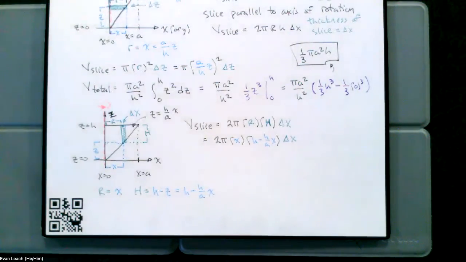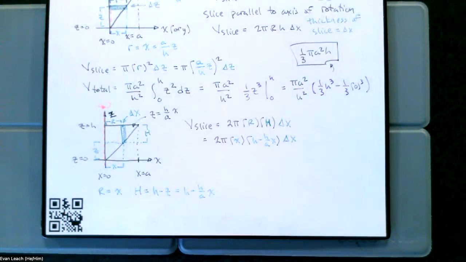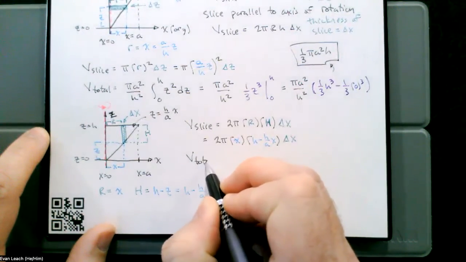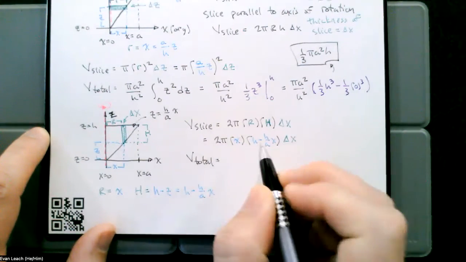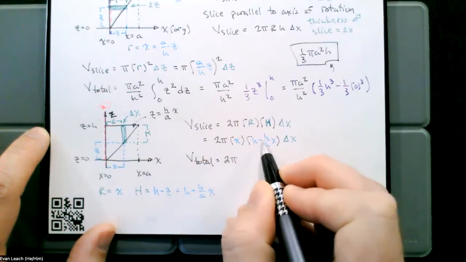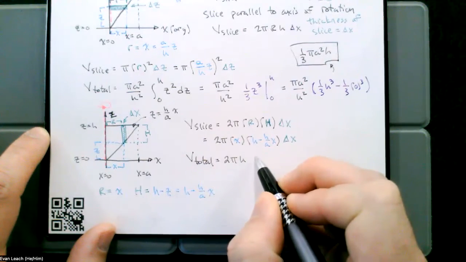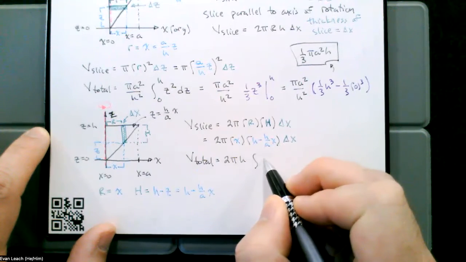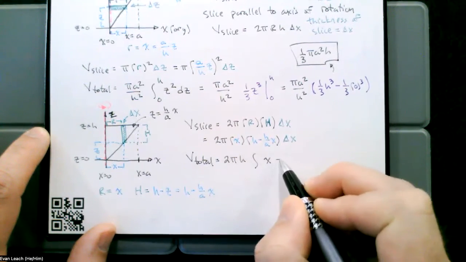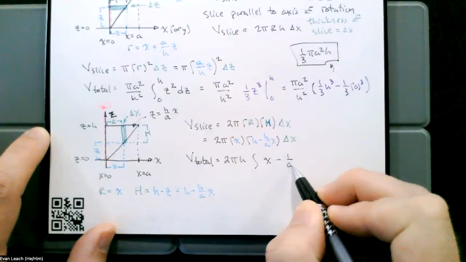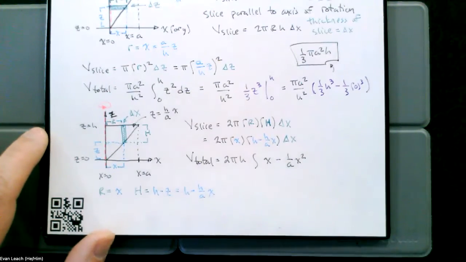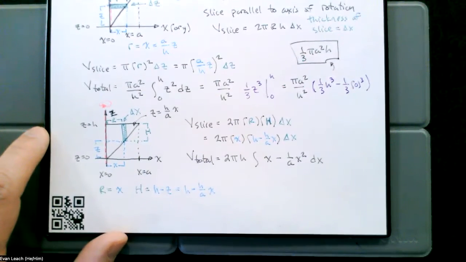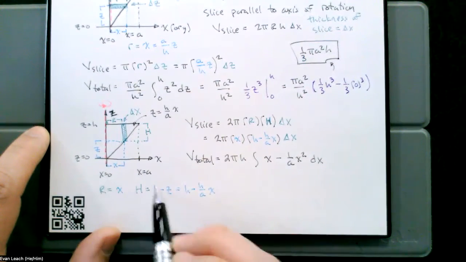Now we need to integrate over all the values of x at which we have a slice. So the total, I'm going to pull out my constants. I've got 2 pi. I'm going to factor out this h as well. And then we're going to have the integral of x minus x squared over a. My discrete delta x becomes a continuous dx, and the values of x that we care about are from 0 to a.